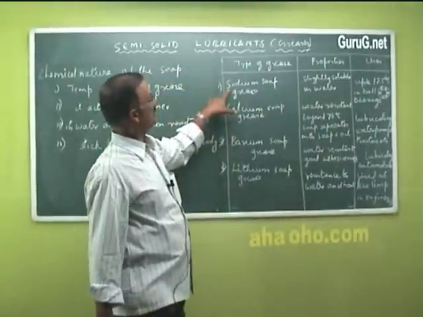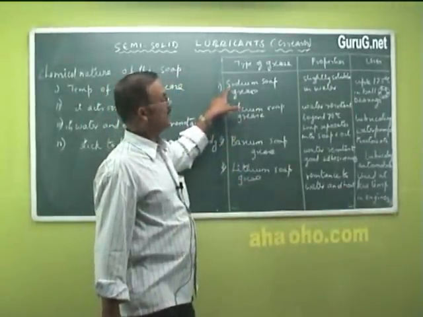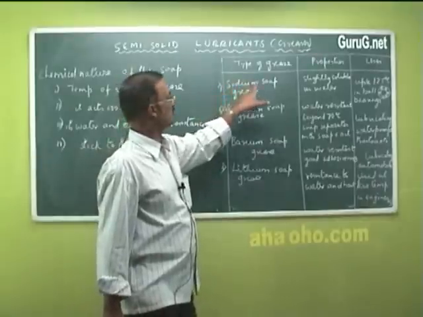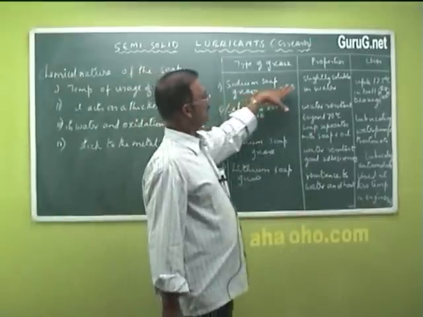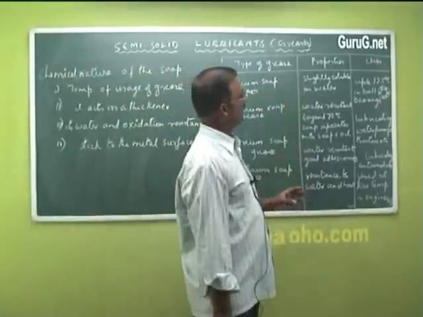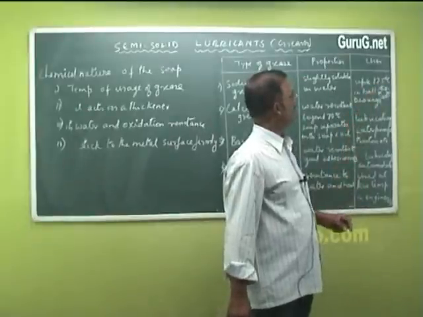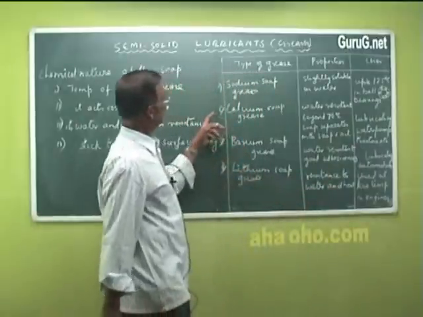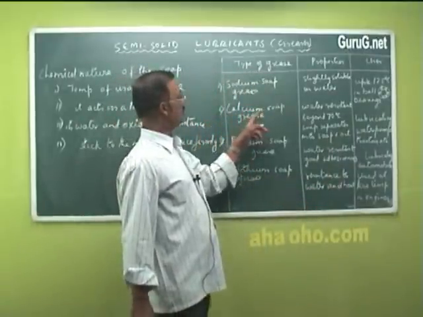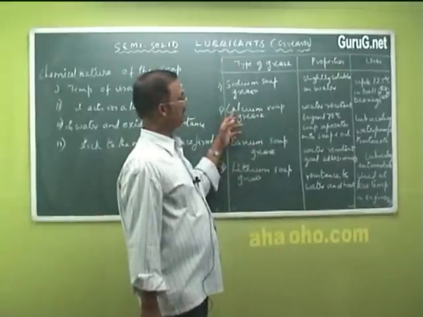Now suppose the soap used is a sodium soap, then the grease is known as sodium soap grease. Actually these are slightly soluble in water and they can be used up to 175 degrees centigrade, and they are mainly used in ball bearings. The second type of grease is calcium soap grease. Here the metal is calcium.